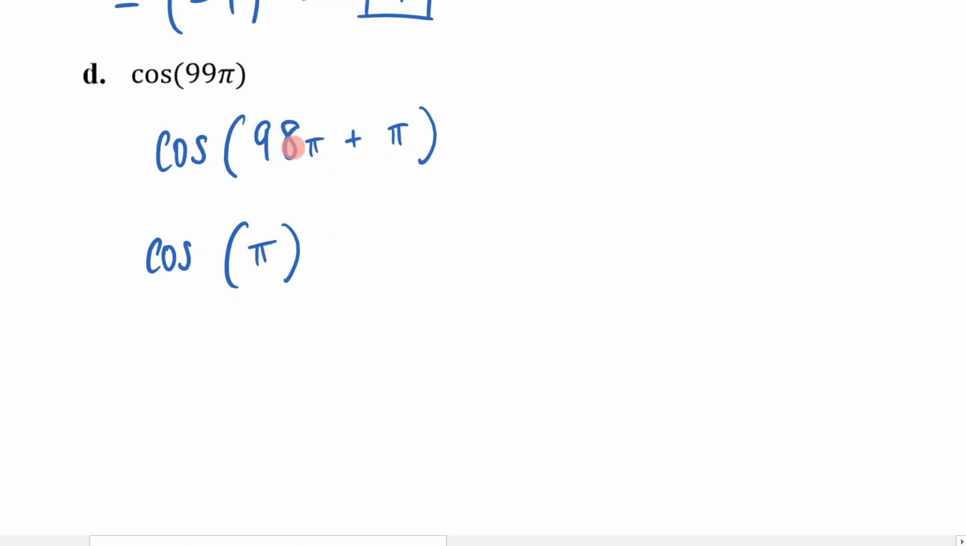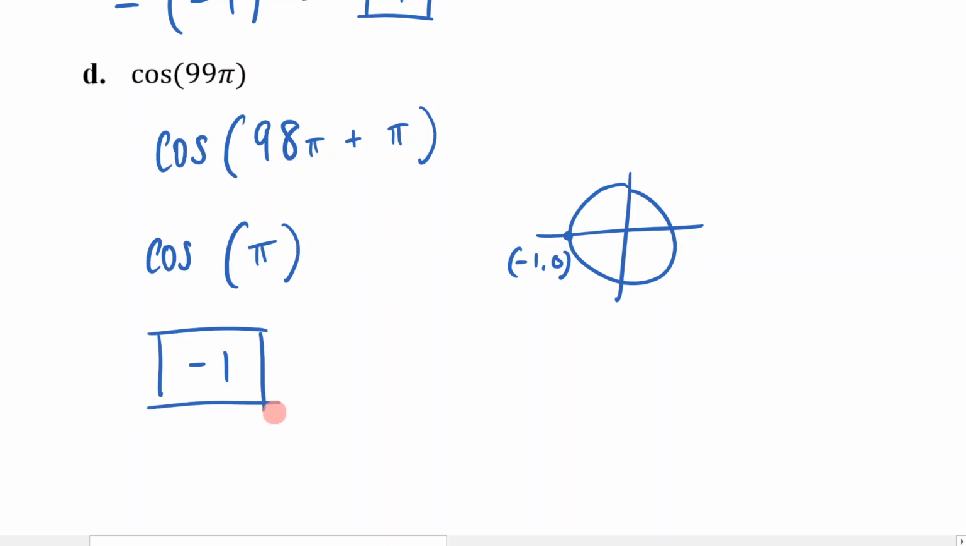And the cos of pi, again, if you're struggling with it, you could visualize it by looking at your unit circle. Pi is going to be here. This point right here is -1 and 0. And I'm dealing with cos, and cos is my x value, so it's going to be -1. So my answer will be -1 for that one.